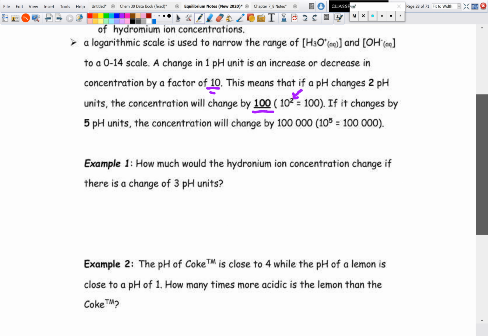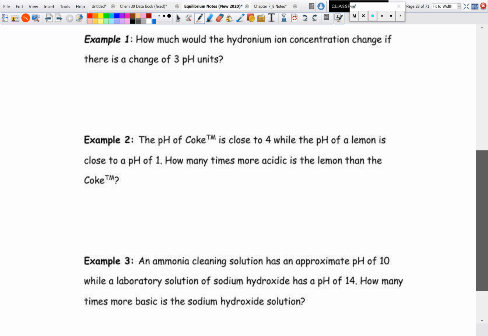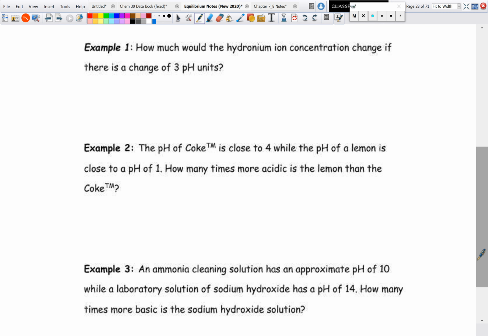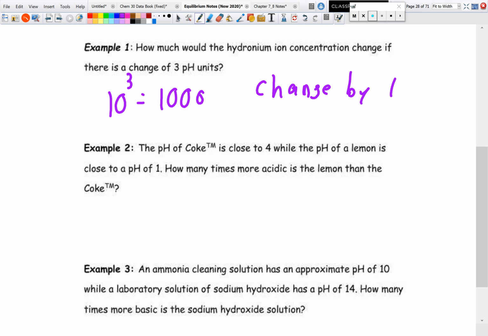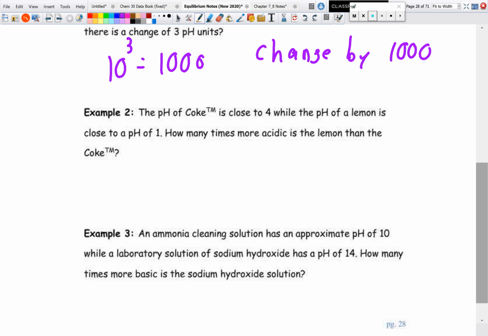So this is how it's going to show up when we look at some examples right here. How much would the hydronium ion concentration change if there was a change of 3 pH units? So for the change, we go 10 to the power of 3, or 1,000. So a change by 1,000.